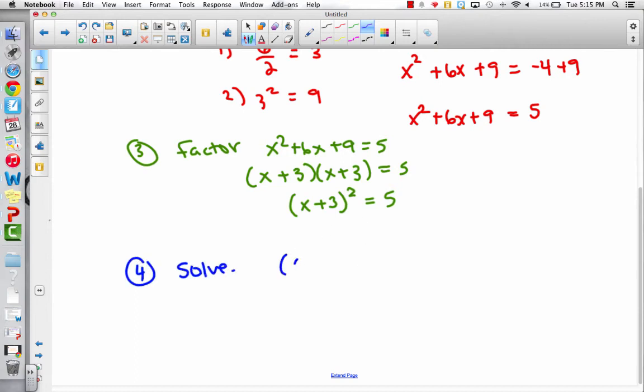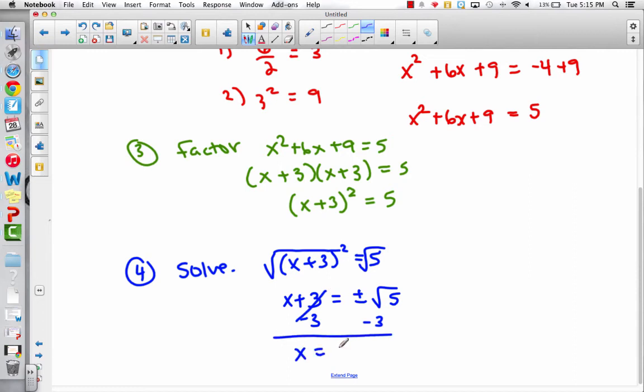So when we solve this, our first step is to take the square root of both sides. So we get x plus 3 equals plus or minus the square root of 5. And then lastly, we want to subtract 3 over to the other side. So I'm going to subtract 3 and subtract 3. These cancel, and I'm left with x equals negative 3 plus or minus the square root of 5. And there's our answer. So it takes a little bit of practice, but we're going to go through a few more together. Just make sure you follow each of the steps, and this will make it a lot easier.